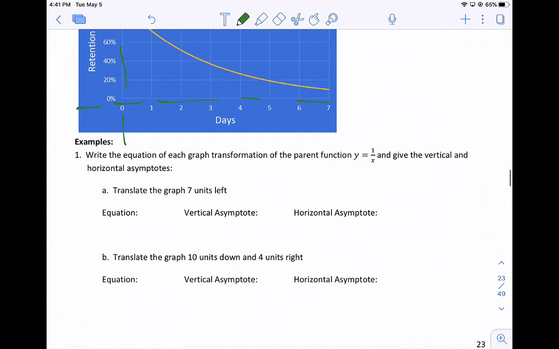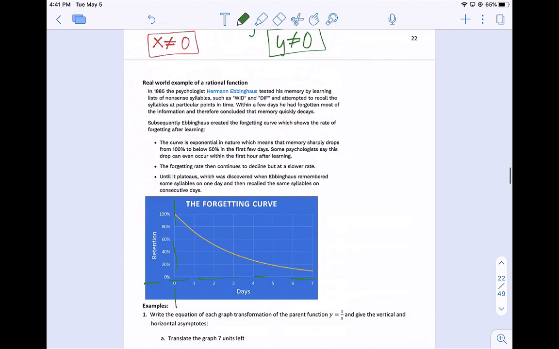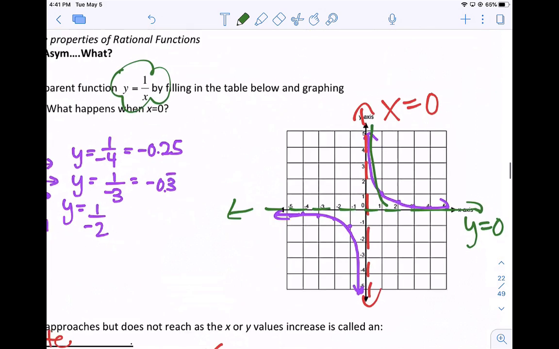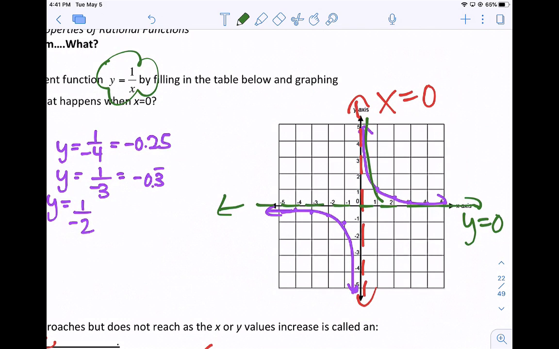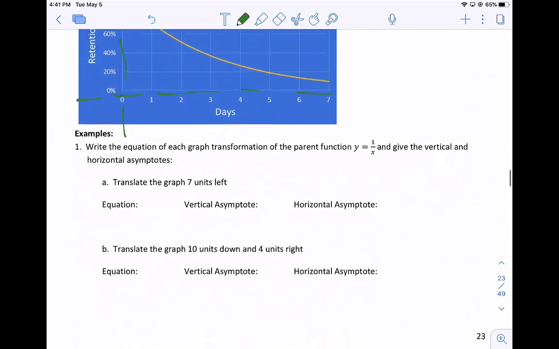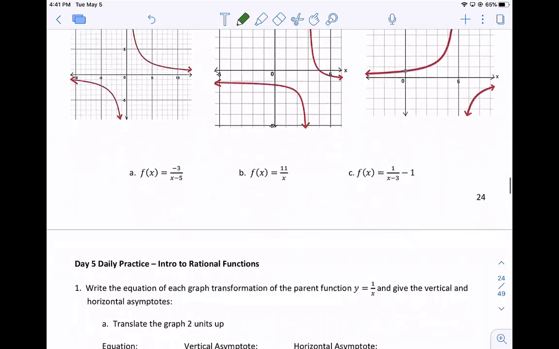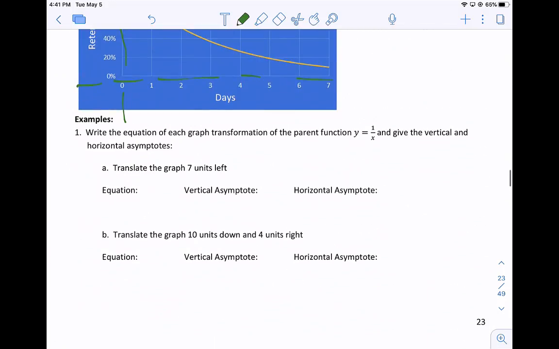And so today we are going to explore rational functions, this new shape that we have right here. And we are going to explore how we can use what we've learned previously and apply it to this new function. Okay, so what might your assignment look like today? We're just going to do a few examples, and then you'll try that in the daily practice. All right, so here's the first type of problem I will give you. Write the equation of each graph transformation of the parent function y equals 1 over x, and give the vertical and horizontal asymptotes, and also the equation.